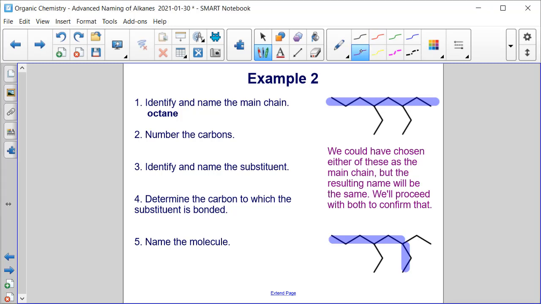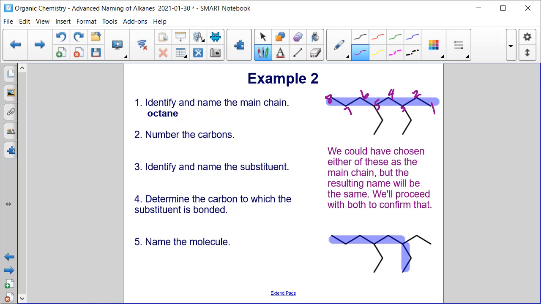Remember, when we number carbons, we want to number on the side that the substituents are closest to, so that they have the lowest numbers possible. So I start on the left, I get 1, 2, 3, 4 is my first substituent. If I start on the right, I get 1, 2, 3. Okay, so 3 is lower than 4. So we're going to start numbering on this end right here. 1, 2, 3, 4, 5, 6, 7, 8.